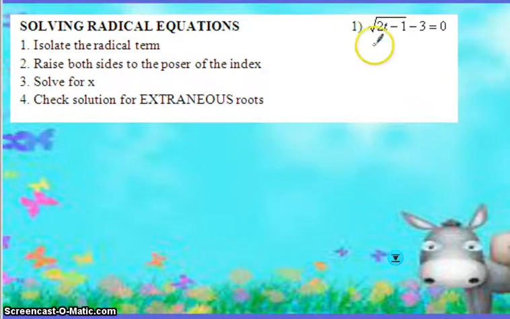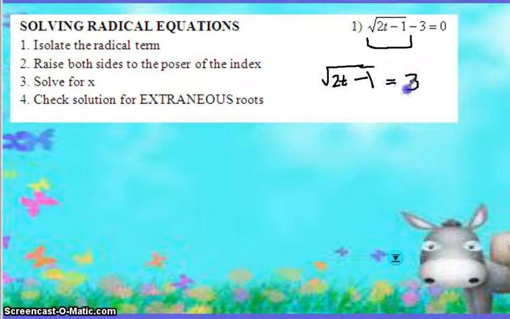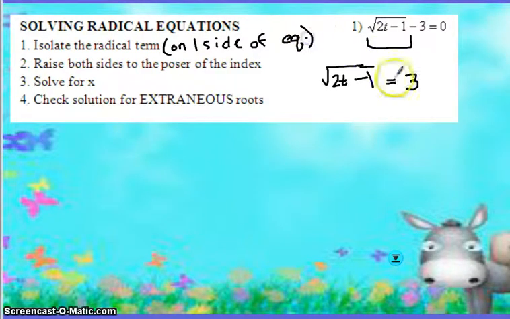So if you look at our first example here, we have the square root of 2t minus 1. That is the term we are going to isolate, which means 2t minus 1 will be on one side of the equation, and we'll add the 3 to the other side of the equation. You want to isolate the radical term on one side of the equation.